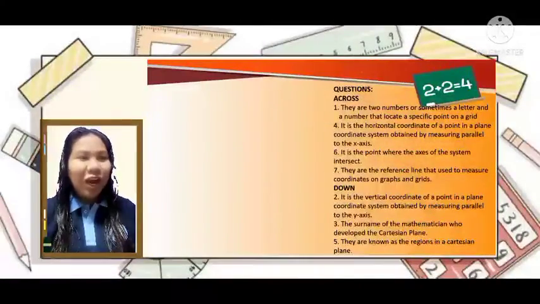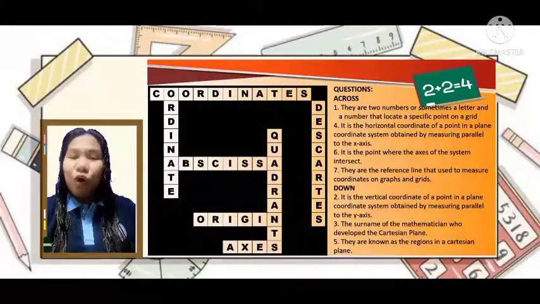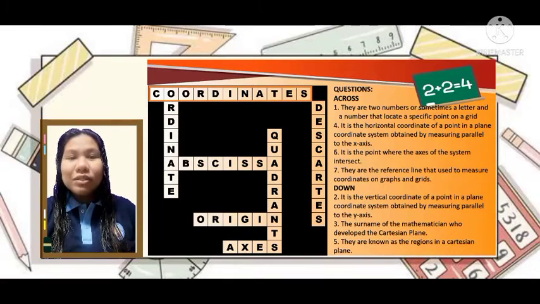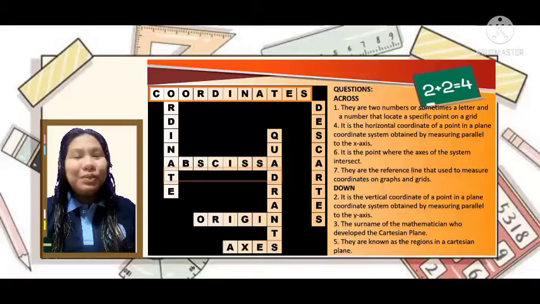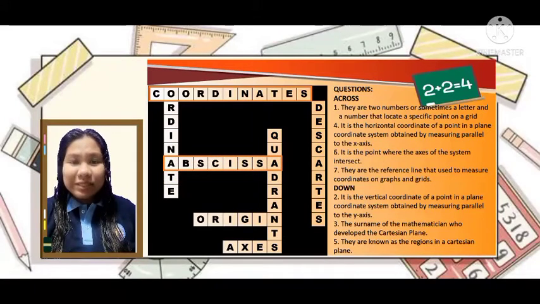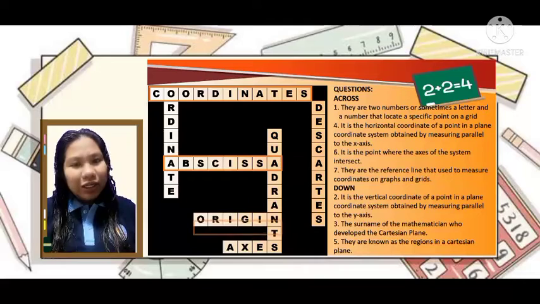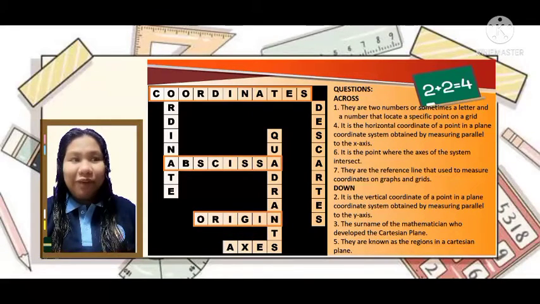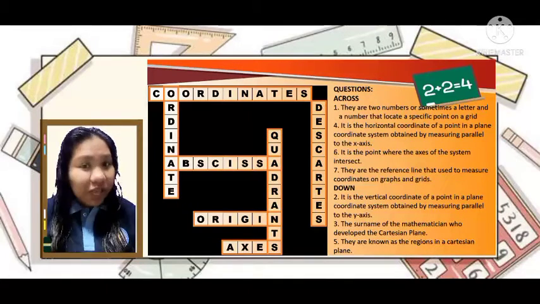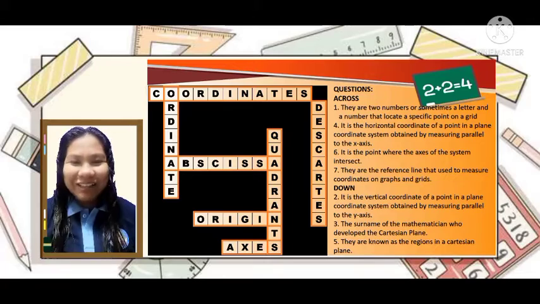Now, let's check your answer. For across number 1, the answer is coordinates. For across number 4, the answer is abscissa. For across number 6, the answer is origin. And for across number 7, the answer is axis. For down number 2, the answer is ordinate. For down number 3, the answer is Descartes. For down number 5, the answer is quadrants. Did you get all correct answers? Great!